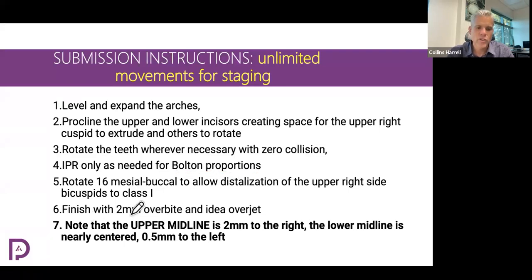He said, please finish with 2 millimeters of overbite and ideal overjet, which is 2 millimeters. Note that the upper midline is 2 millimeters off to the patient's right. The lower midline is nearly centered, maybe 0.5 millimeters to the left. So this indicates to the technician, oh, I need to move my upper midline 2 millimeters to the left side to fix the asymmetry. And if anything, the lower is just going to get moved a little bit to the patient's right side because it's off to the left. So that's really important to indicate.